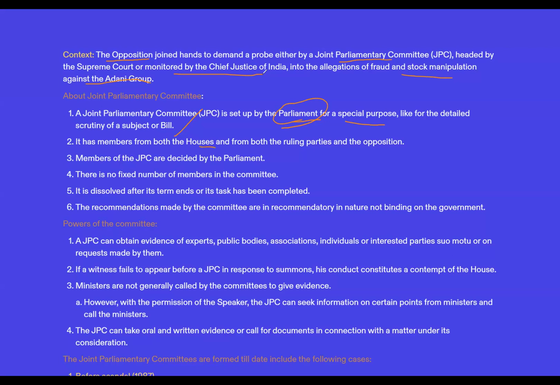It has members from both the houses and from both the ruling parties and the opposition. That means the Joint Parliamentary Committee is not an exclusive committee of any particular house. It includes members from both the ruling parties and the opposition and from both the houses, Rajya Sabha as well as Lok Sabha. Members of the Joint Parliamentary Committee are decided by the Parliament. That means the Parliament, depending upon the nature of the topic or bill to be scrutinized, and the requirement of the particular circumstance, will decide upon the members of the Joint Parliamentary Committee. There is no fixed number of members in the committee.